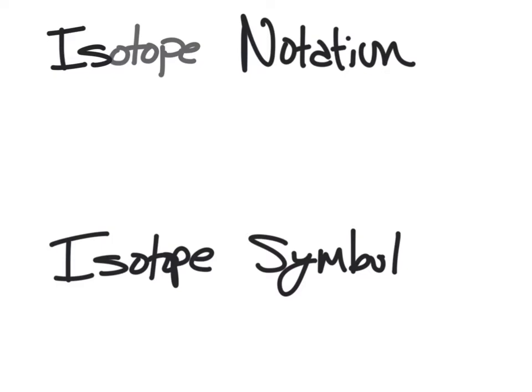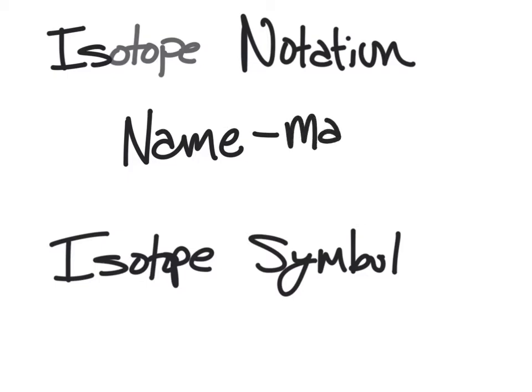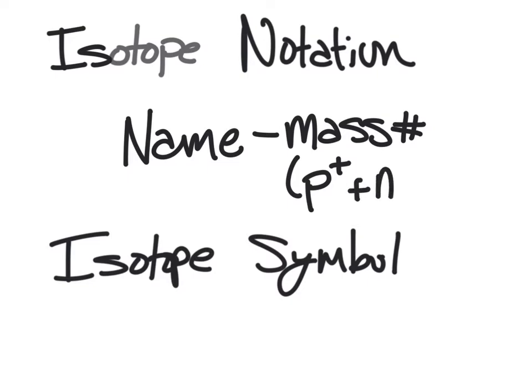Isotope notation uses the format of the name of your element, a dash, followed by the mass number. We know the mass number from our lab with the atom candies as being the protons added to the neutrons in the nucleus. Isotope symbol is similar.